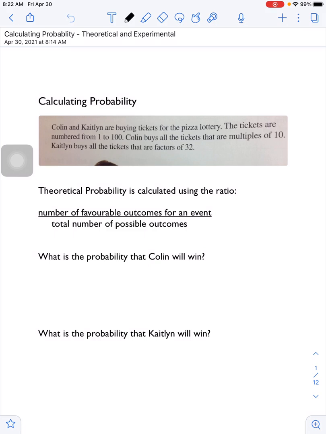So theoretical probability is calculated using the ratio: number of favorable outcomes for an event divided by the number of total possible outcomes. This is a really important formula for calculating theoretical probability. You need to memorize that formula. You'll be asked for that formula on your mid-chapter quiz. So what is the probability that Colin will win?